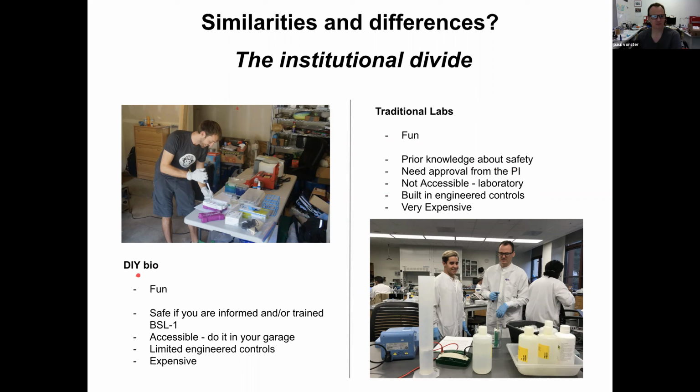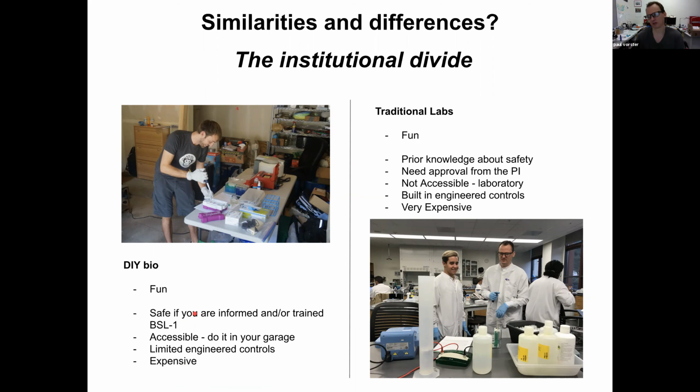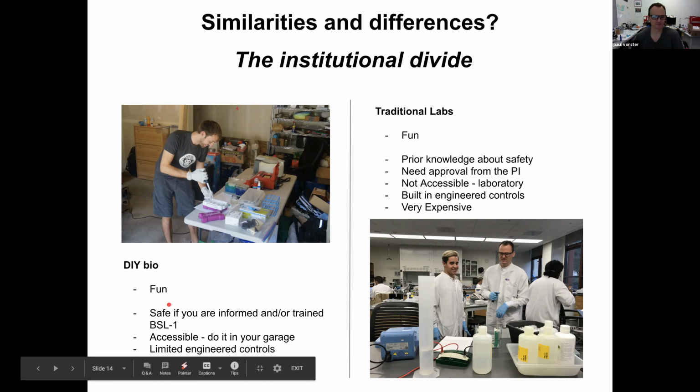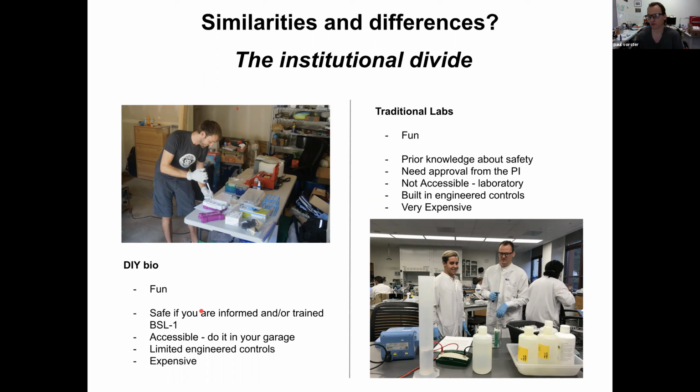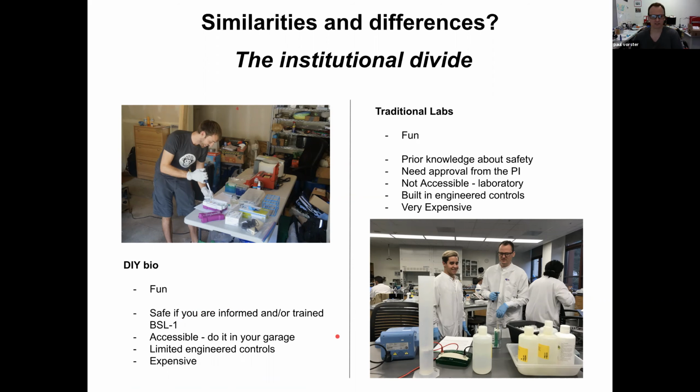When you set up a lab at your home, you should really stay within BSL-1 organisms that you're working with. I think that's important. And so it is safe if you are informed about what you're working with, of course, and if you stay within BSL-1 guidelines. The nice thing about it is that it is accessible, meaning you can do it wherever. You can set up a lab in your kitchen, you can set up a lab in your garage.